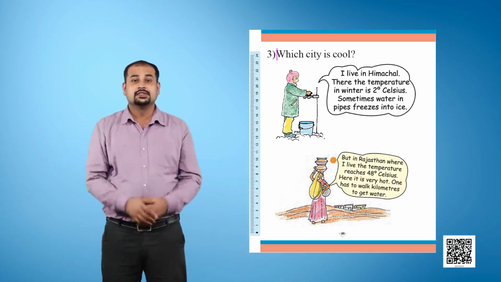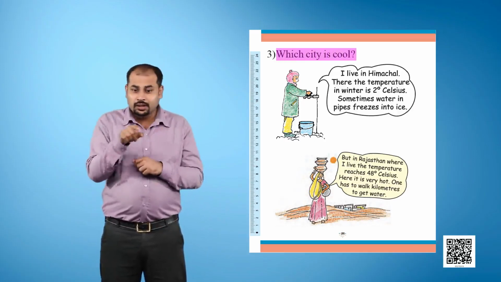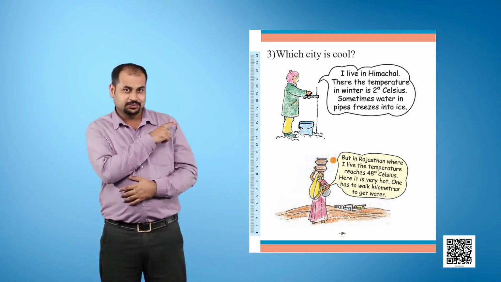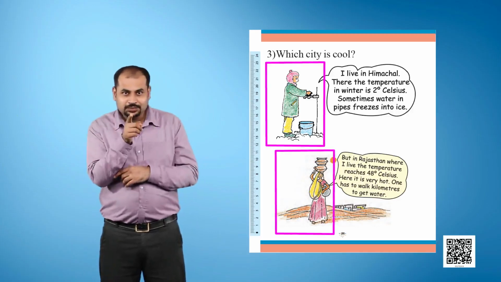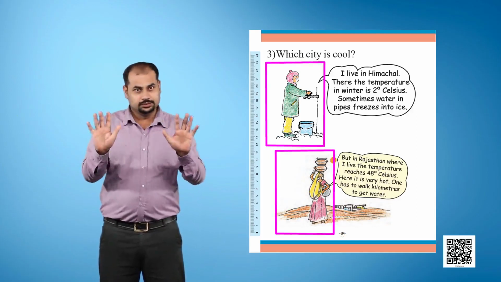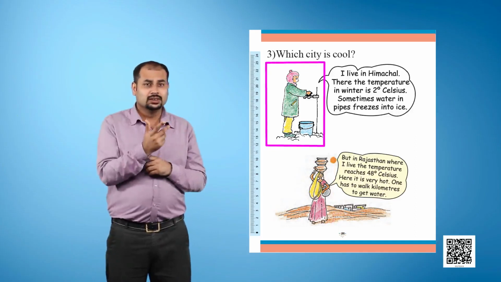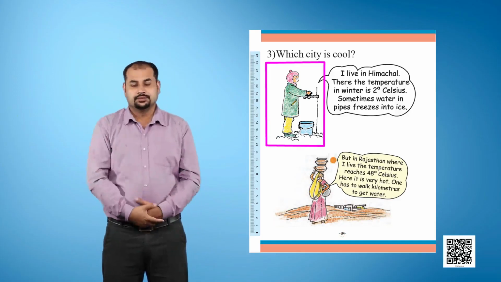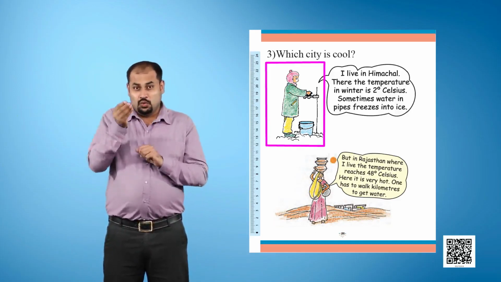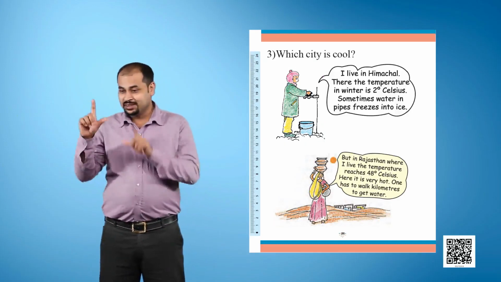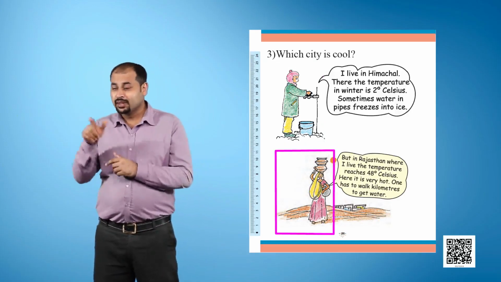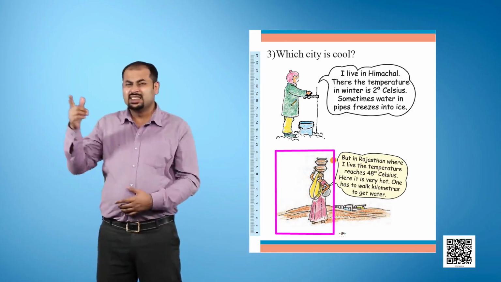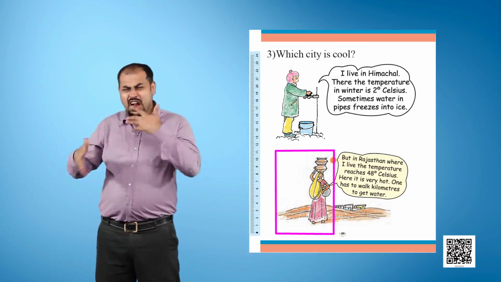3. Which city is cool? We see the picture of two different people from two different locations. One is a man from Himachal Pradesh, somewhere where it's very cold, and another lady is from Rajasthan, one of the hottest places in India.